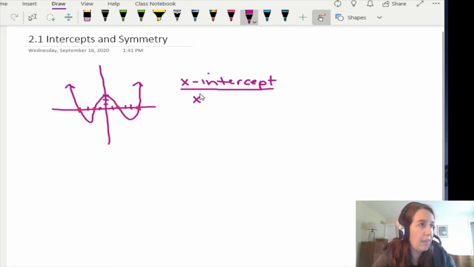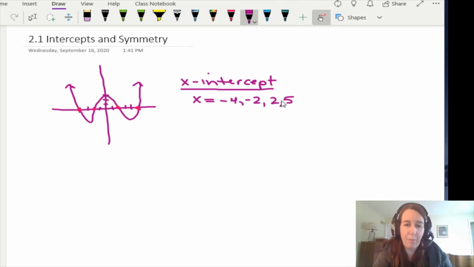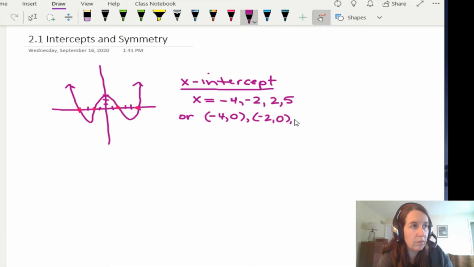So one way to say that is just x equals, looks like this first one is -4, and then -2, 2, and 5. I purposely made it a little non-symmetric. That's one way to say it. Another way to list x-intercepts would be to list the coordinates of each one. So in other words, that first point is (-4, 0), (-2, 0), (2, 0), and (5, 0). So those are also the x-intercepts.